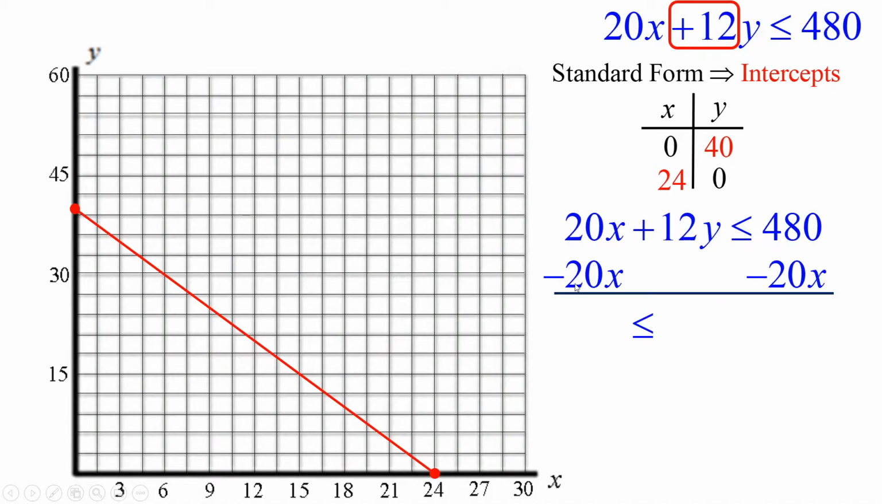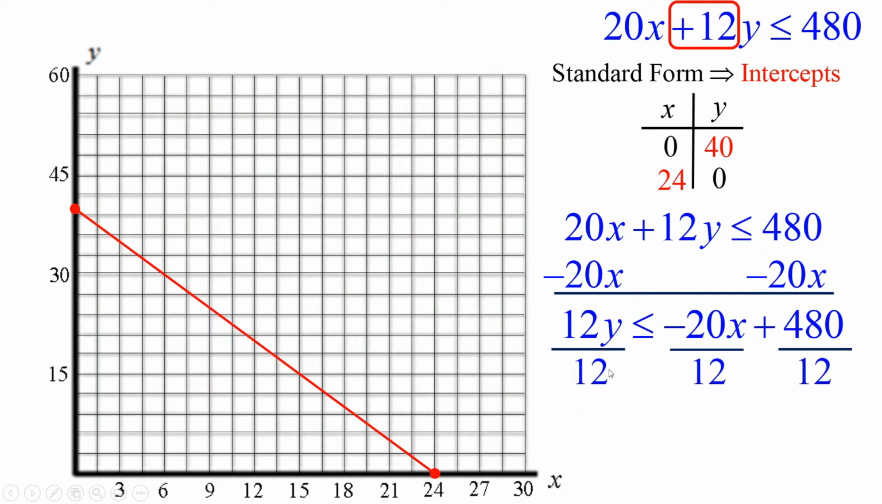And the 20x minus 20x is gone, leaving the 12y's on the left. So 12 times y is less than or equal to, and these are not like terms, so I cannot combine them. And I'm going to put my x term first to go slope intercept. So I'm going to say negative 20x plus 480. And now I'm going to divide every term by 12. I've got to undo this multiplication by 12 right there.